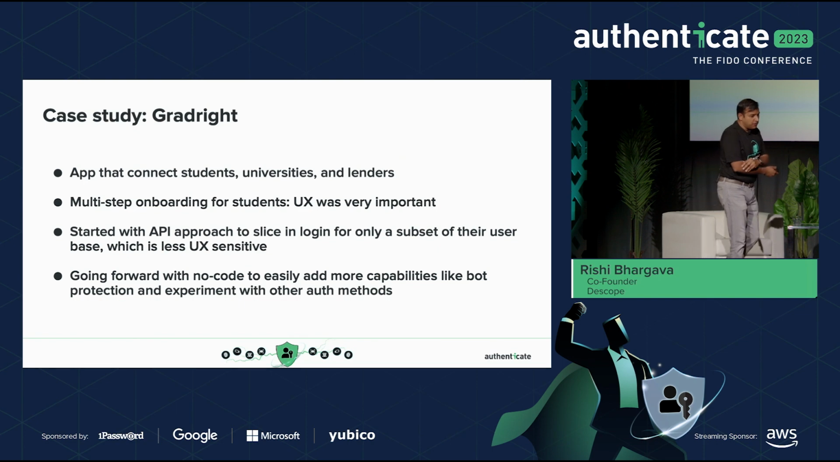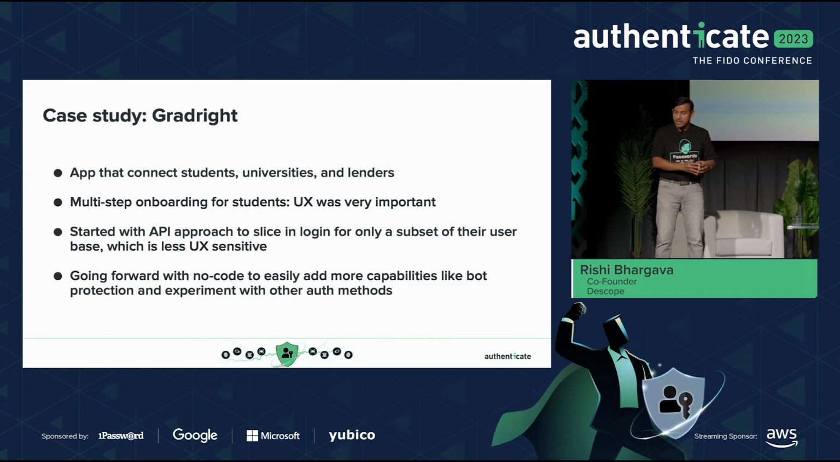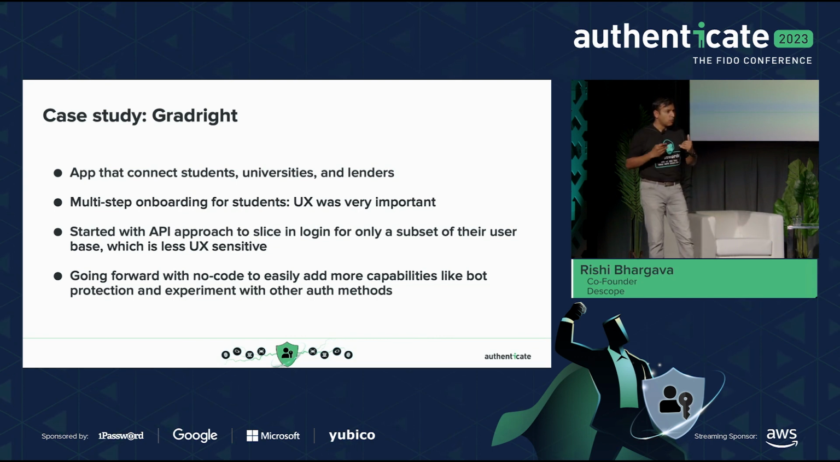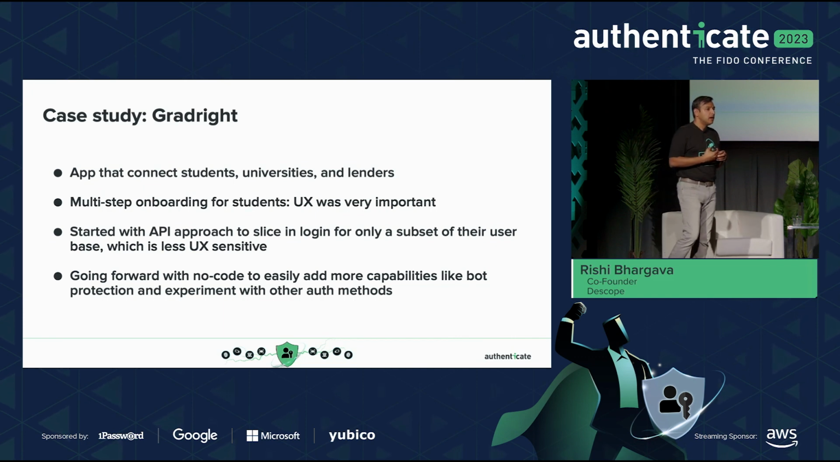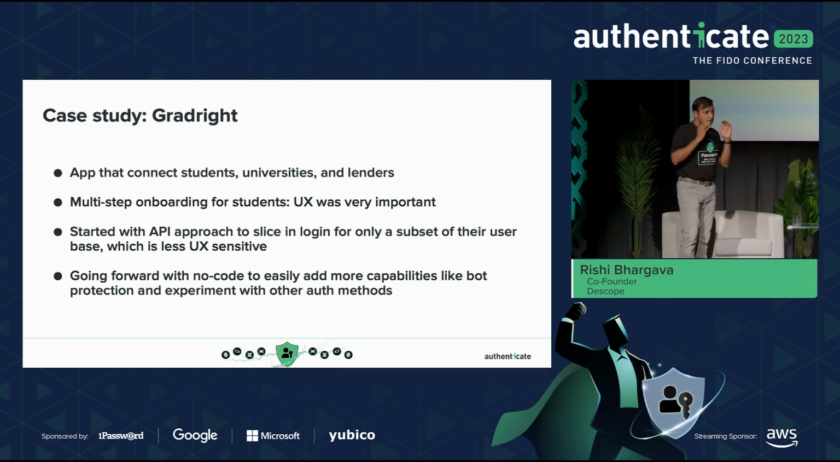There is a case study of an edutech company, a large edutech company with 100,000 users. They have students, universities, and lenders. A very different audience. If you think about banks, they want very high security. Students want amazing UX. And universities want to sign into the corporate experience. So they started with an API-first approach to slice the login. And they were a very strong technical team.